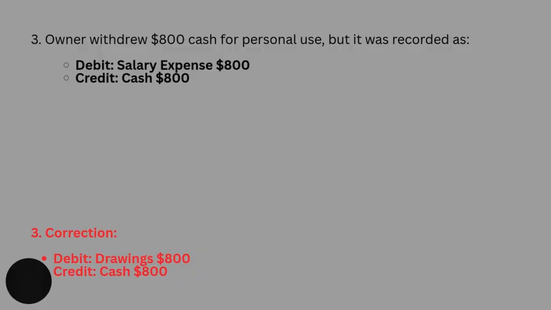The correct journal entry should be debit drawings $800 and credit cash $800. This distinction is crucial as it impacts the equity of the business. Remember, drawings reduce the owner's equity while salary expenses affect the operational cost. Next, we'll transition into our short answer questions where we'll dive deeper into concepts like accrued expenses and prepaid expenses.